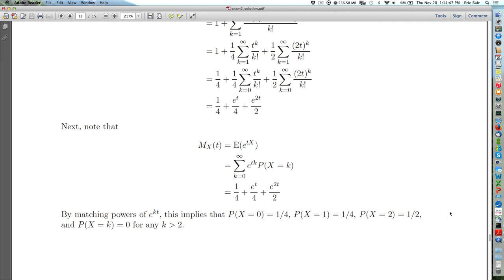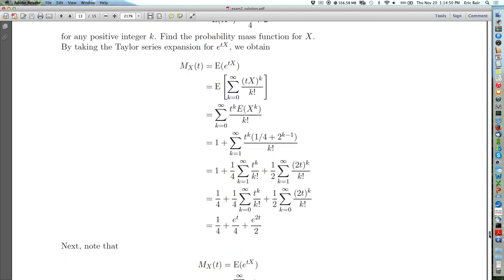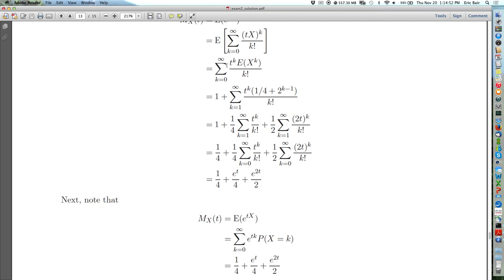And there were several people who got this much right, but did not consider the k equals 1 case separately, and just took this to be the sum from k equals 0 of t to the k times 1/4 plus 2 to the k minus 1. And if you do that, you end up with something that's e to the t over 4 plus e to the 2t over 2. And several people noticed, okay, there's something wrong here. That moment generating function is not equal to 1 when evaluated at t equals 0. That has to do with the fact you have to take this term out.